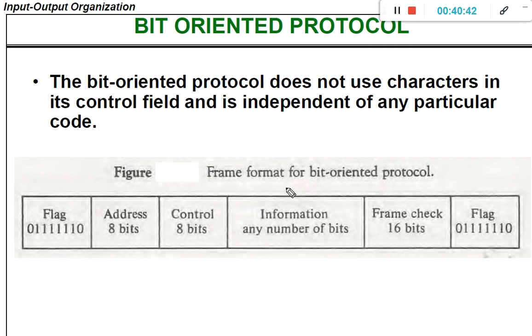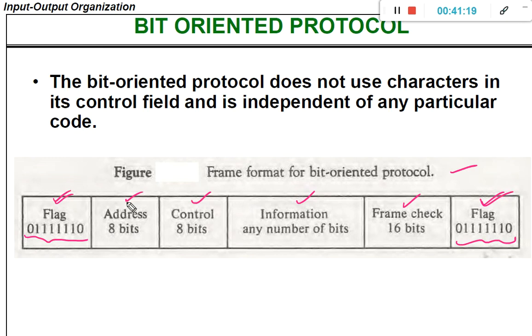So what is the frame format for the bit oriented protocol? Let us see. So there will be a flag, there will be address, there will be control information of 8 bits. So there will be information of any number of bits. There will be a frame check with 16 bits and once again there will be a flag. So this is the start of the frame. This is the end of the frame. The start of the frame as well as the end of the frame are represented by 2 flags whose values are same.